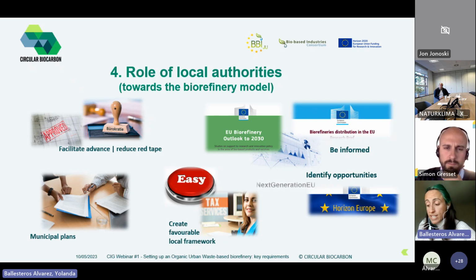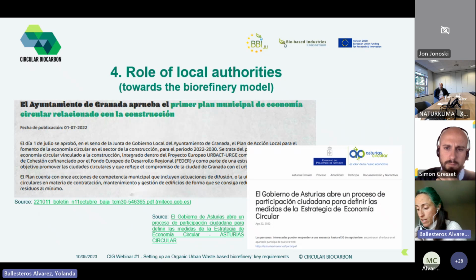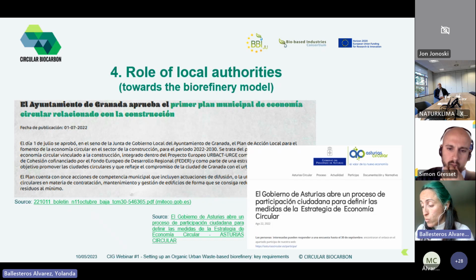What I mean is that, for example, in the Spanish city of Granada, a municipal plan for circular economy, in this case especially targeted at the building sector, has been approved. And also in the case of the Spanish region of Asturias, a participation process was opened for citizens in order to define the measures of the circular economy strategy in the region. All of them are ways of enabling the involvement of the municipalities in the achievement of a circular economy.